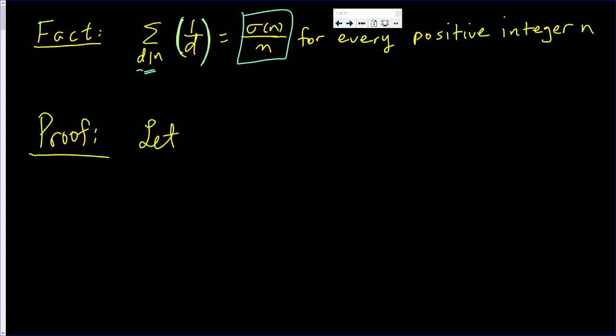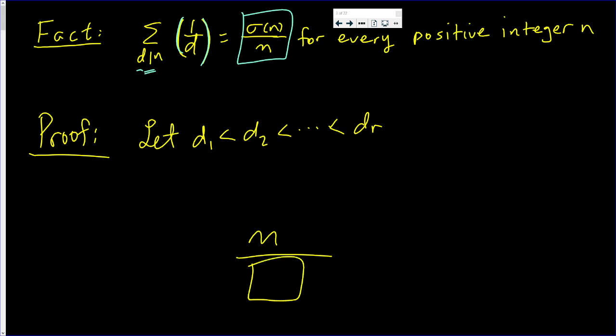So let, in increasing order, this be a list of all the divisors of n. Let d1 be less than d2, which is less than d3, which ultimately is less than d sub r. Now, just for the record, the largest number that goes into a number n is the number itself. That is, it turns out that d sub r is the number n itself.